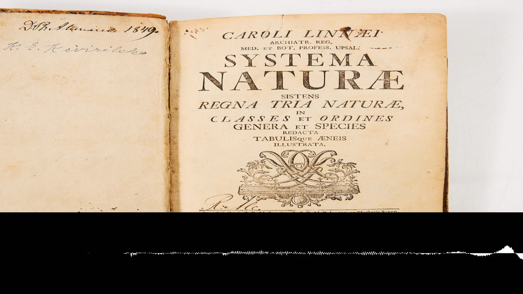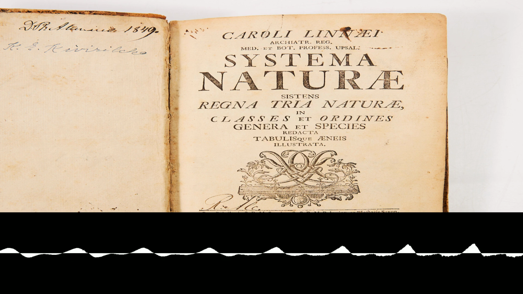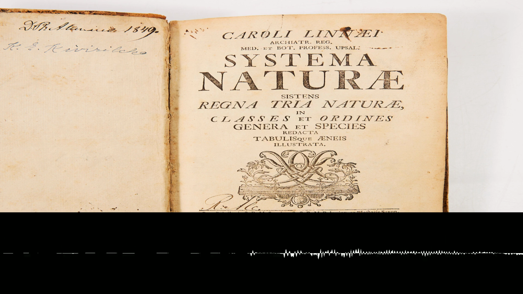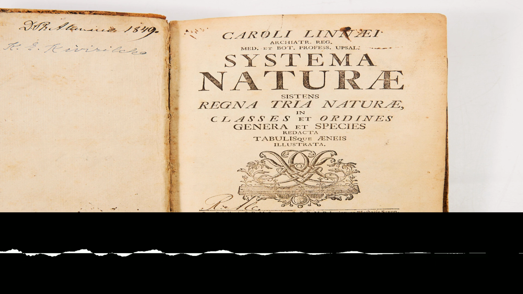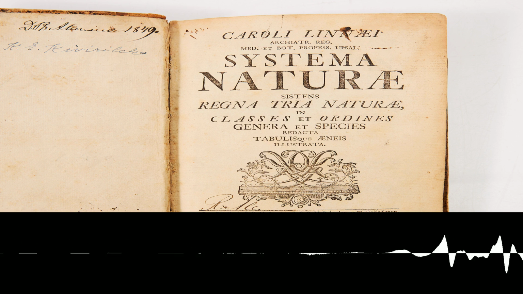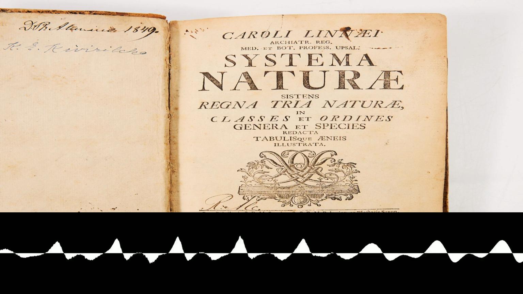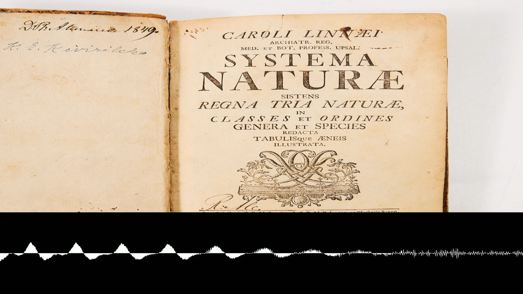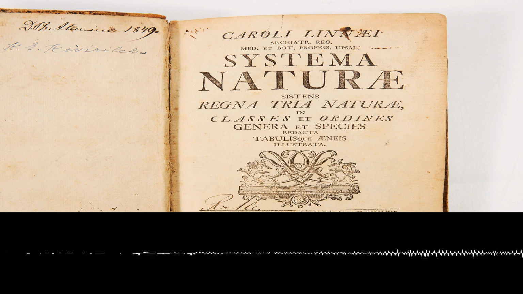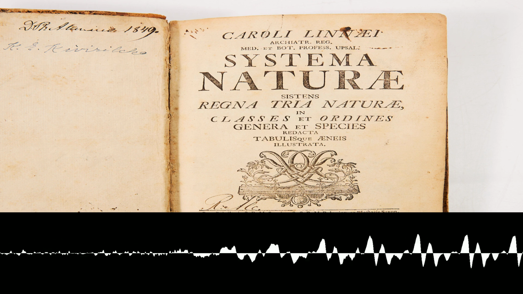The structure started with broad groupings like kingdoms, then subdivided into classes, orders, genera, and finally species. Each level was defined by shared characteristics, arranging organisms in a logical hierarchy. This system was designed to reflect a presumed natural order, enabling scientists to arrange and compare organisms with unprecedented clarity.